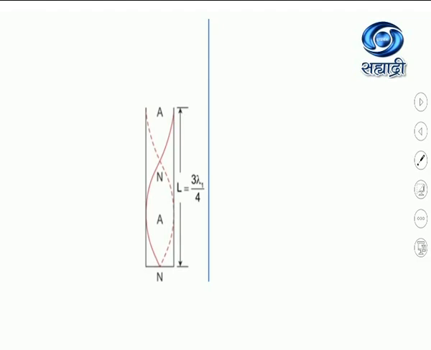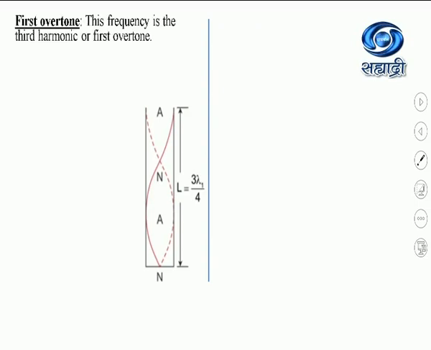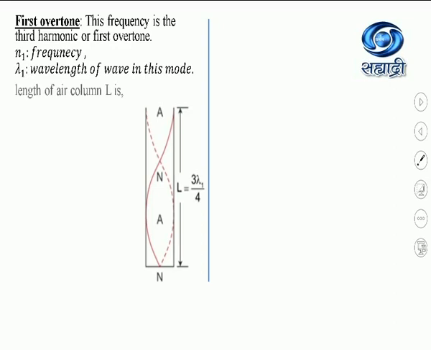Now we know the fundamental frequency of an air column produced in a pipe closed at one end is given by N = v upon 4(L + e). Now if the air column is made to vibrate in such a way that an antinode is formed at the open end of the pipe and a node at the closed end, but one more node and antinode in between them, then if N1 is the frequency in this mode of vibration, and lambda 1 is the wavelength of the wave in this mode, then the length L is equal to 3 lambda 1 upon 4.